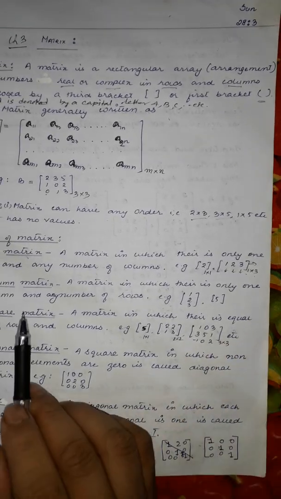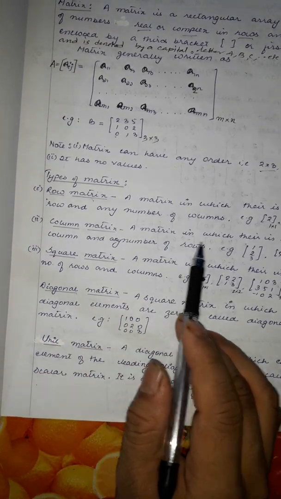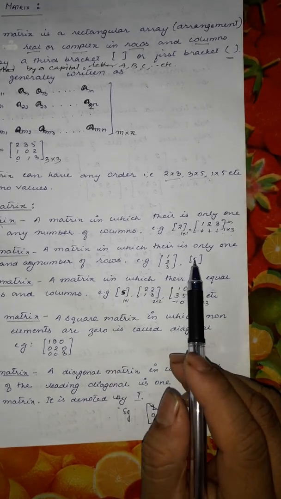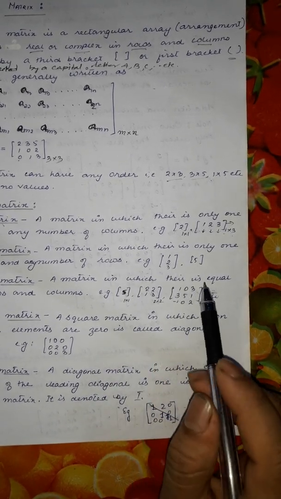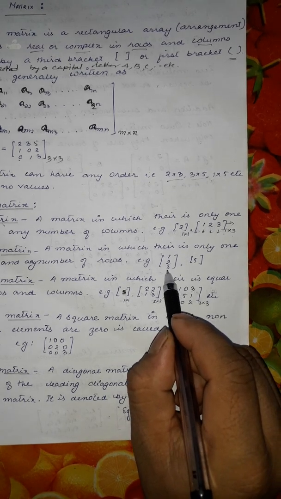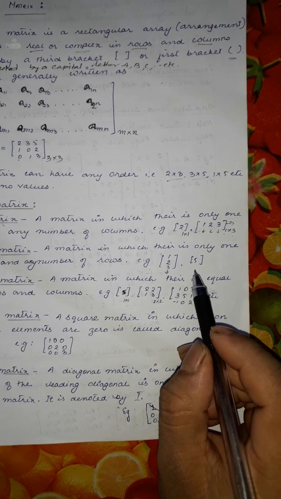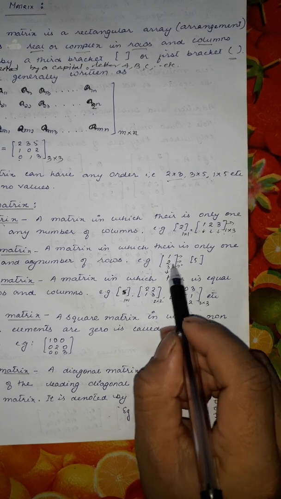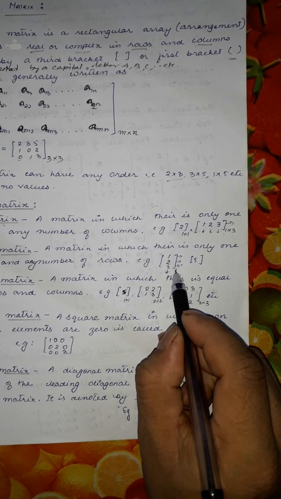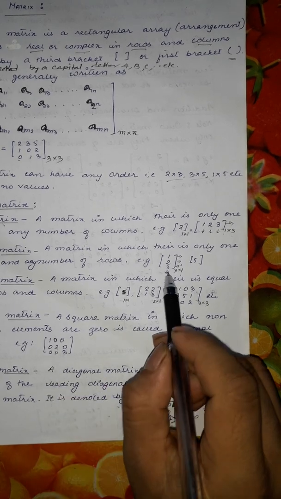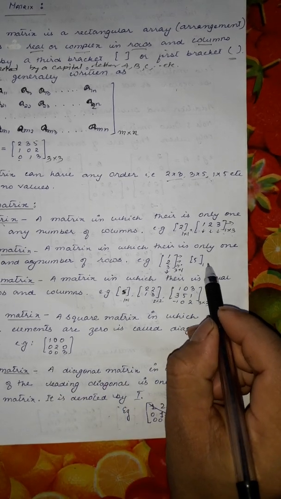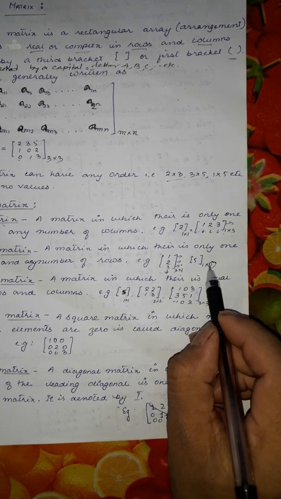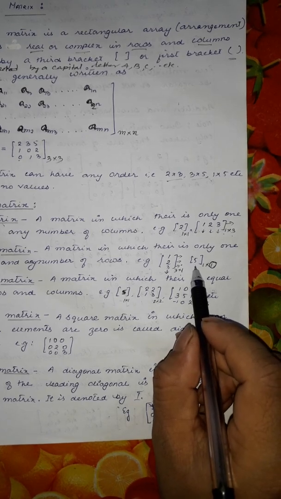Column matrix. A matrix having only one column and any number of rows is called a column matrix. This matrix has only one column and it has 3 rows, 3 horizontal lines, 3 rows, 1 column. So this is a column matrix.